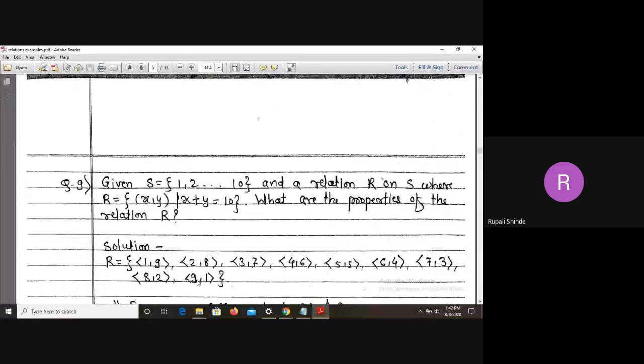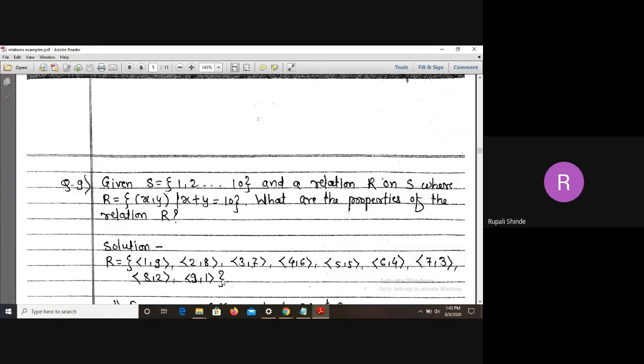Now check for irreflexive. Whether this one is irreflexive. What is the meaning of irreflexive? A relation must not include any order pair x comma x. Then only it is irreflexive. But if you observe this relation, it contains the order pair 5 comma 5. That's why we can't say that this is irreflexive.